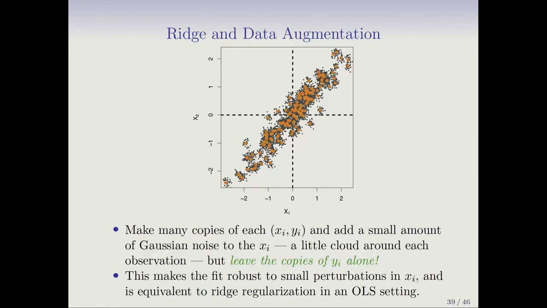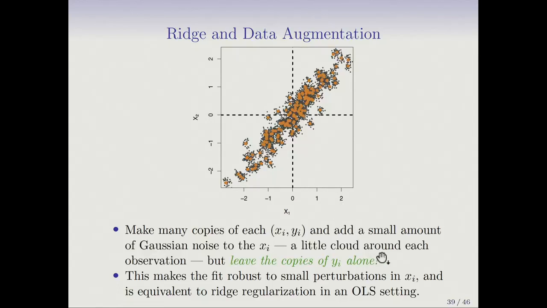The other interesting form of regularization is called data augmentation. Okay. So here's a two-dimensional picture. The orange points are your actual data points. You can see the data, they've just got X1 and X2, they're somewhat correlated. What we do in this case is randomly add a little cloud of data points around each original data point. So we augment the data set with random versions of the original data point with a little bit of noise. But for each of those, we use the same Y value as the original data point. So we've just perturbed the feature point by these random draws.